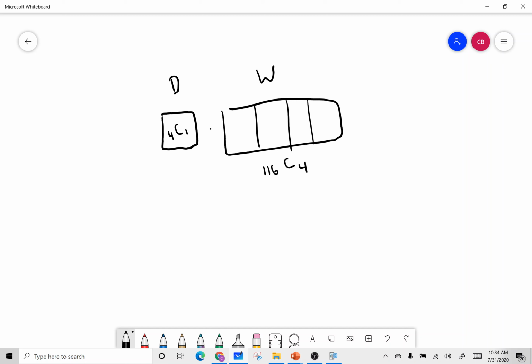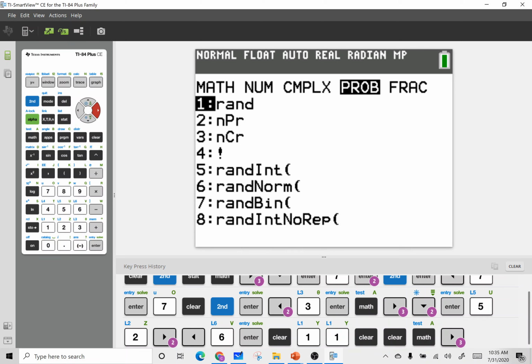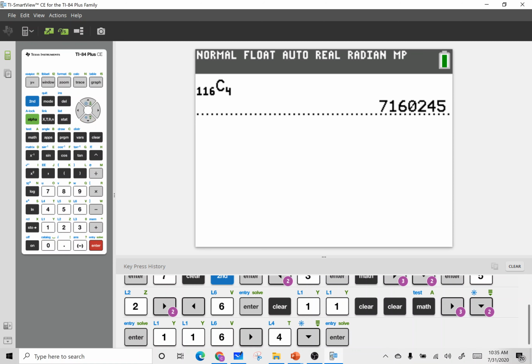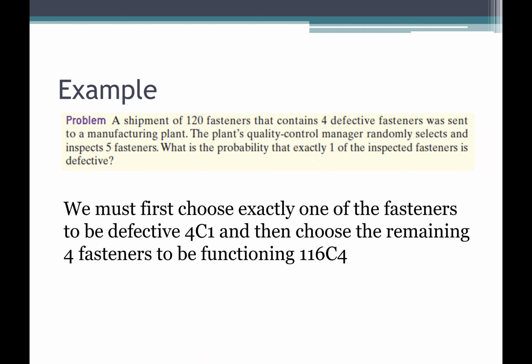Choose 4 of them. Okay, so if we multiply this together, this is 4 times 116 choose 4, which is math, this one, 116 choose 4, and then enter, times 4. There are that many ways to do this one. Okay, there are 28 million ways to do that. Okay, so that is taken care of.